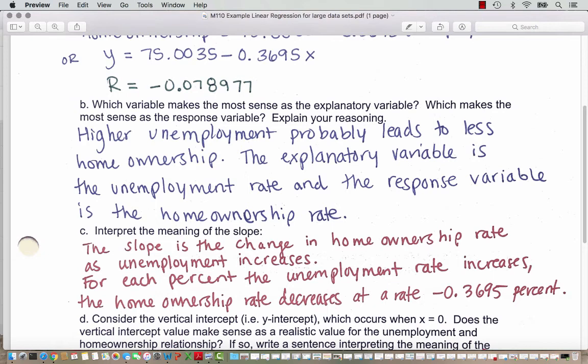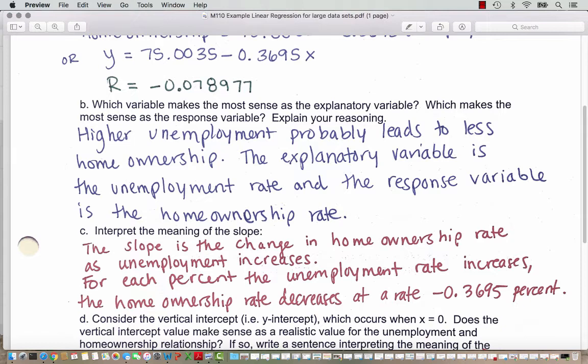Question B asks which variable makes the most sense as the explanatory variable, and which makes the most sense as a response variable. Explain your reasoning. So higher unemployment probably leads to less home ownership. The explanatory variable is the unemployment rate, and the response variable is the home ownership rate.